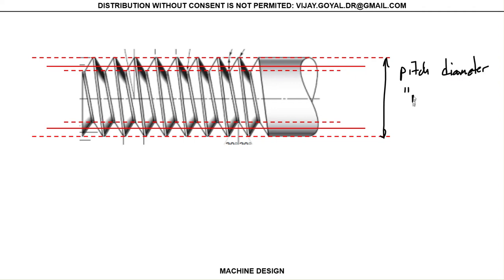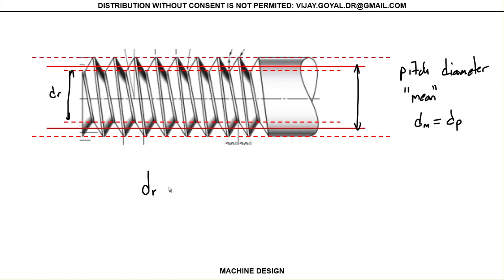Sometimes it's also called the mean diameter. I'm sorry, this is this one right here. My apologies, it goes right here in the middle. Okay, it's the mean, and we used, as I just told you, dm or dp for this. This is the root diameter or the minor diameter. Let me call this dr, and then write dr here. This is minor, or sometimes we call this the root diameter.